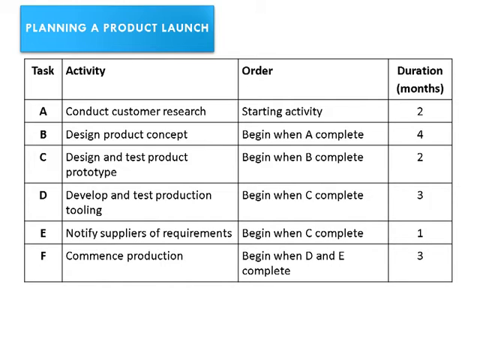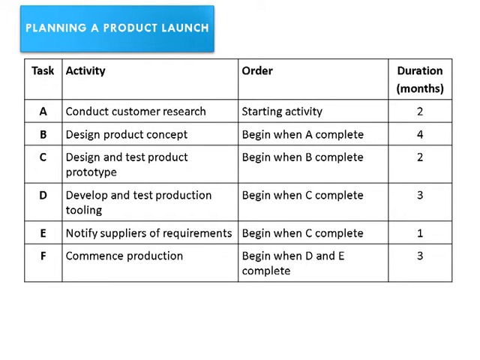Well, the first step in planning the project is to identify all the tasks or activities that need to be done. So here they are listed in this table, and they're labelled with letters just to make it easier to label up the network diagram, and you'll see that in a moment. And these are all the activities that will be done: conduct research, design product concept, design and test prototype, etc. So that's the first step.